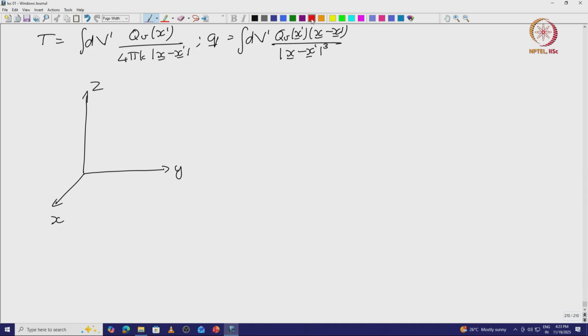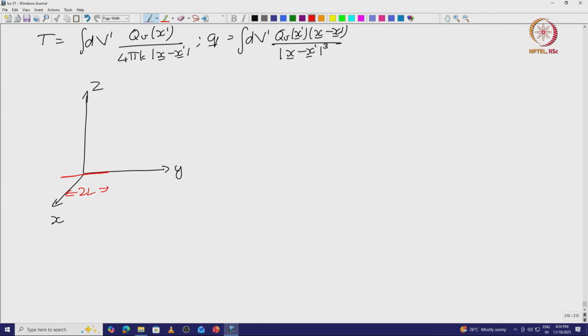Okay. I have a wire of length 2L in the region y is equal to plus L to y is equal to minus L.